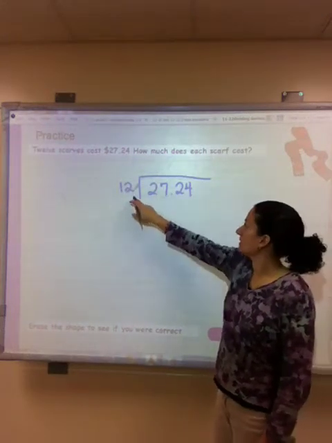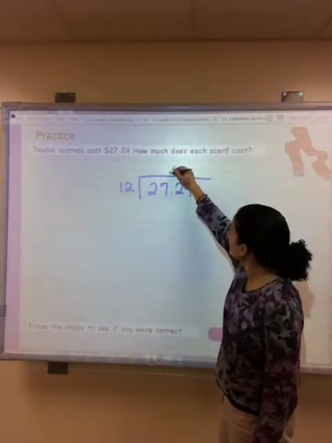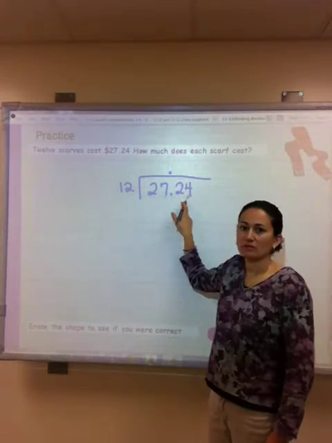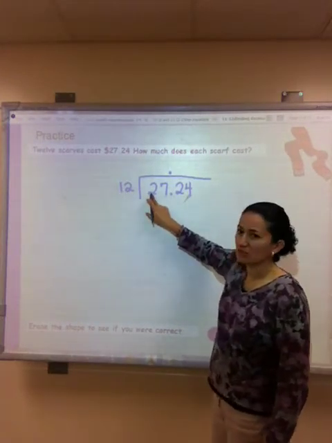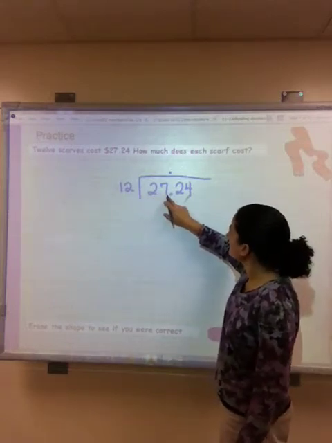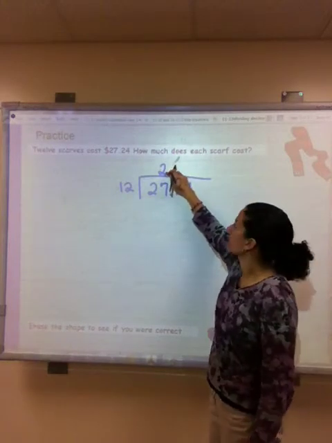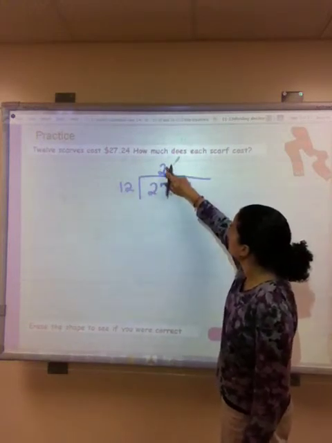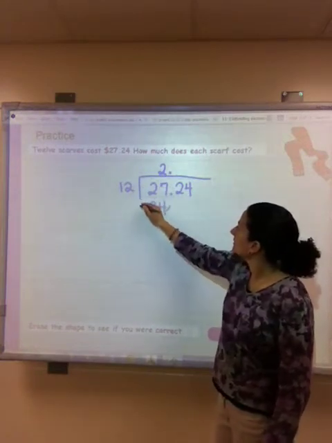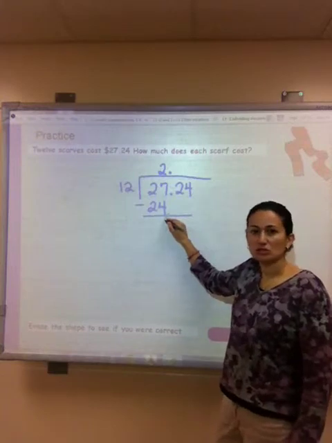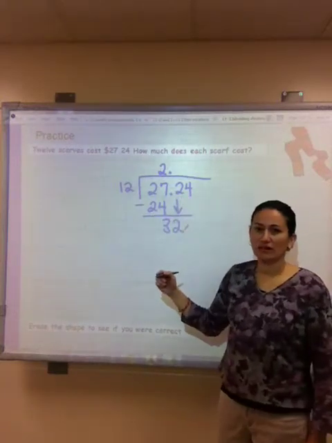All I have to do here, since my divisor is a whole number, is I just line up the decimal with the decimal in the number I'm dividing, and then divide as usual. So 12 doesn't go into 2, but it goes into 27 2 times. Make sure you put that 2 on top of the 7, because 12 goes into 27 2 times. 2 times 12 is 24. Find my remainder, which is 3. Bring down my 2, and I start dividing again.